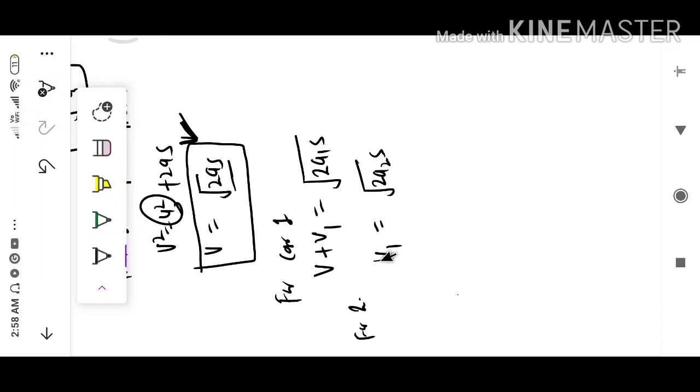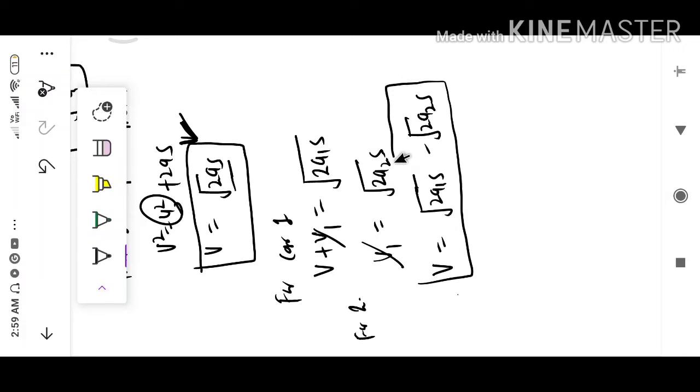When we subtract, what will we get? This v1 will get cancelled. So we will get v is equal to root 2a1s minus root 2a2s. This is the equation we get for the velocity.